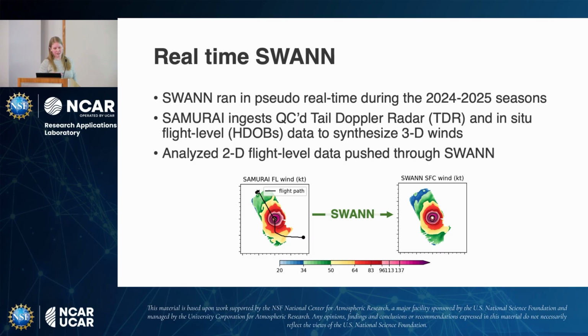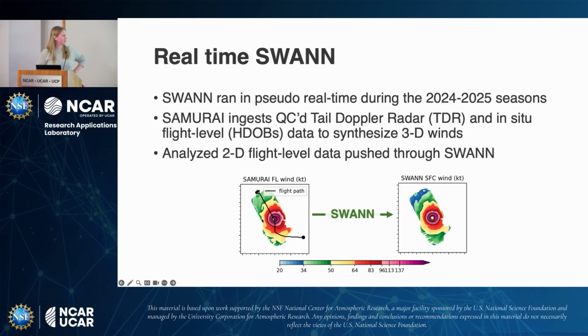And Samurai, where again, this is the wind synthesis tool, it ingests QC tail Doppler radar data that's provided by NOAA HRD, and in situ flight level data, which is referred to as HDOBs, to get this 3D wind field. From that, we take the 2D flight level data. So oftentimes this is at 3 kilometers for the NOAA aircraft, though it could be at 1.5 depending on the flight altitude. But this is an example of what that would look like, flight level wind.